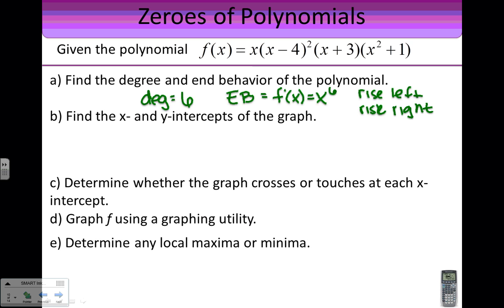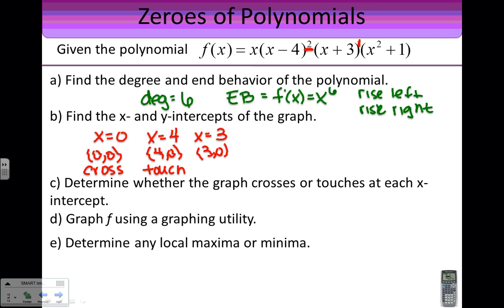X and y intercepts. X-intercepts. So we have x is equal to 0, so 0, 0. And that was a multiplicity of 1, so that is going to cross the x-axis. x equals 4, so 4, 0, which has a multiplicity of 2. So that's going to touch the x-axis because that's an even multiplicity. X is equal to 3. That has a multiplicity of 1. So that's an odd multiplicity, so it's going to cross the x-axis.